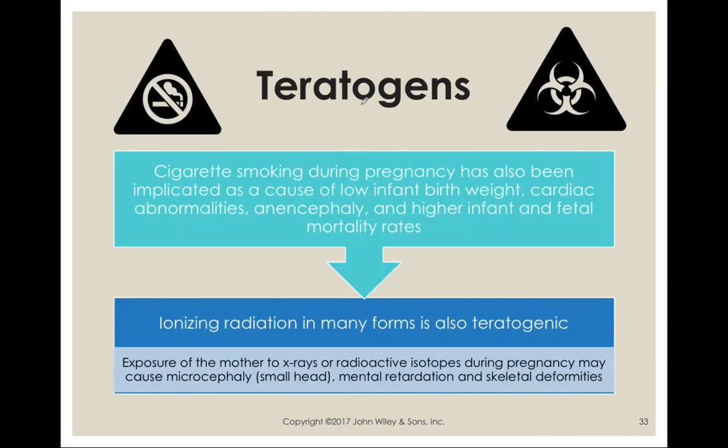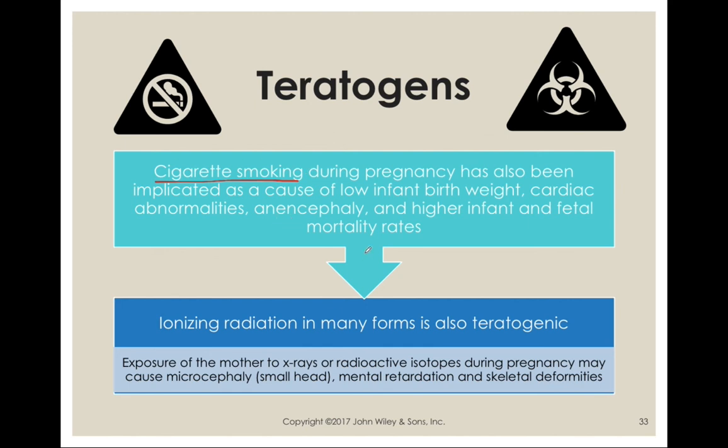One other very serious teratogen to be taken into account is cigarette smoking. Higher mortality rates, low birth weight, and anencephaly have all been linked to cigarette smoking during pregnancy. In case you were not aware, anencephaly is the absence of the brain. So lots of very bad birth defects can be linked to cigarette smoking.